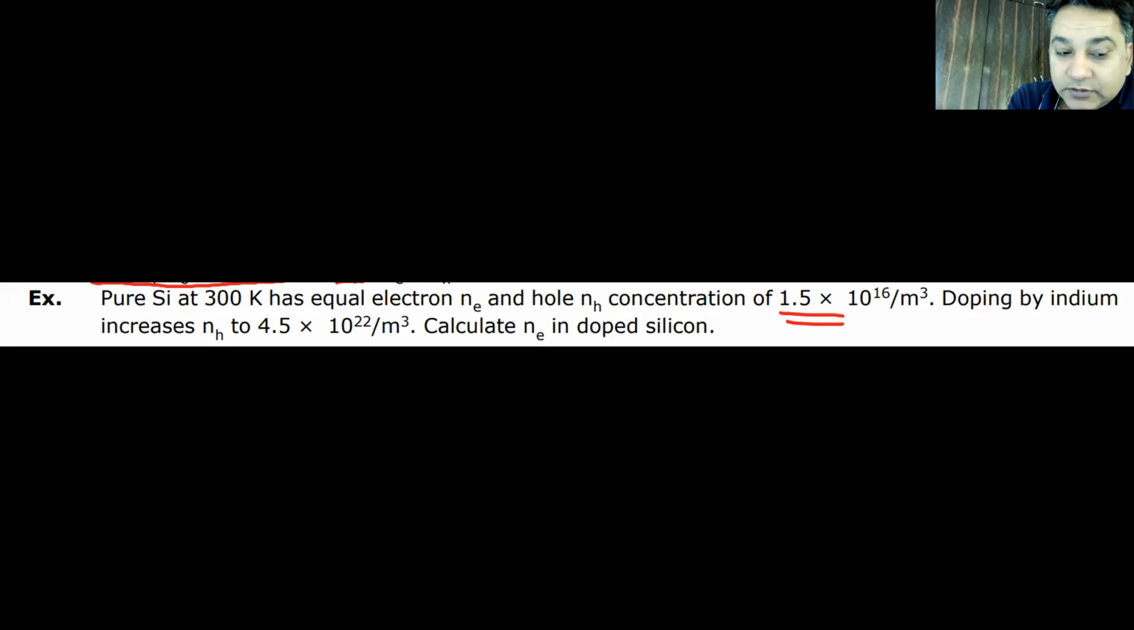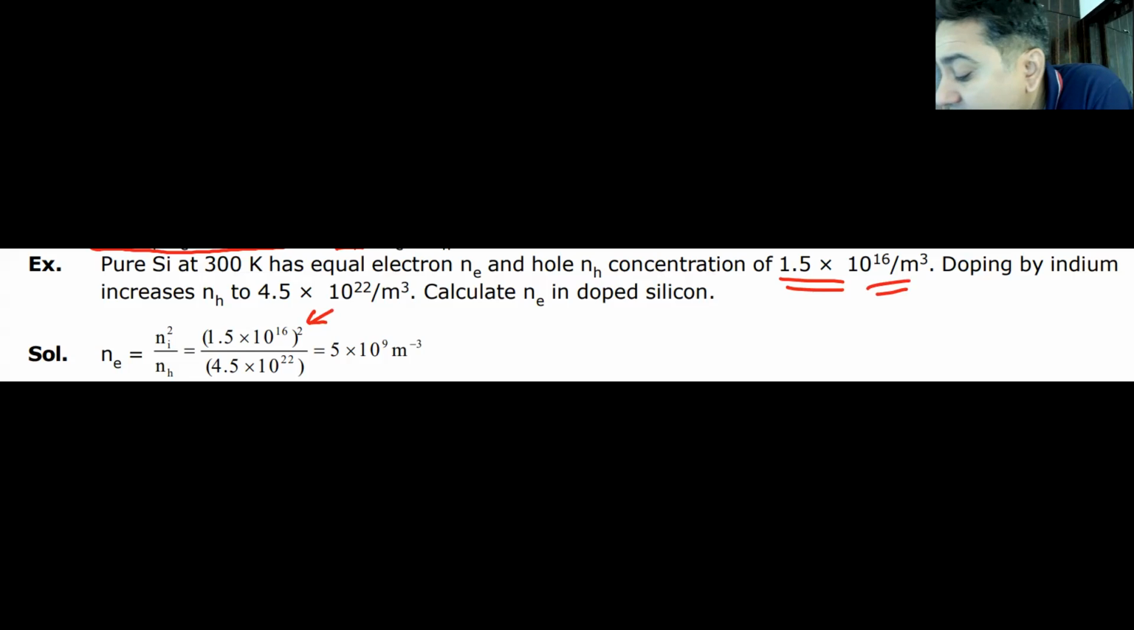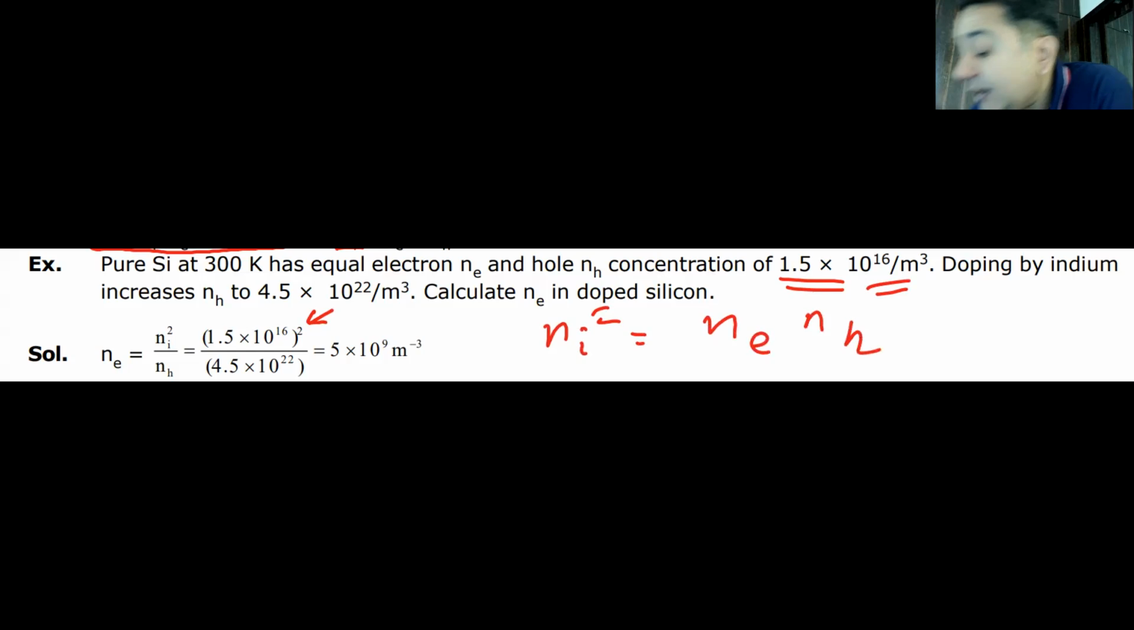The product of Ne and NH is always constant. In the beginning, both were 1.5 into 10 raised to the power 16. So I multiplied them: 1.5 into 10 raised to the power 16 whole square. That will come as Ni square. The formula is Ni square is equal to Ne multiplied by NH. Do we remember this? Do we understand this? Yes, sir.